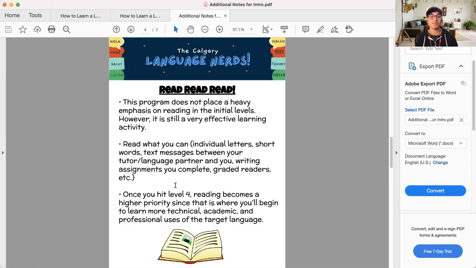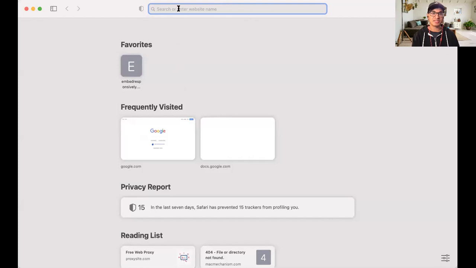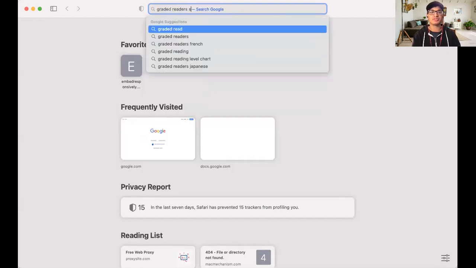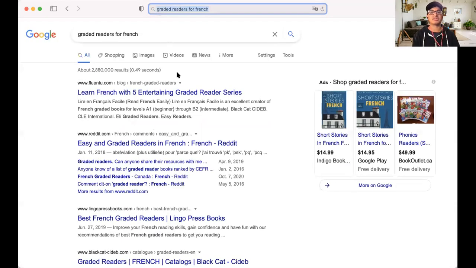So prior to level 4, I'm not saying don't read, but you'll notice in the program, I don't put a heavy emphasis on it. Now, I do want to show you some graded readers here, in case you don't know what a graded reader is. Let me share my screen and show you a couple examples. If you literally search graded readers for French, for example, you can just Google it and you'll find lots and lots. You can buy them, right?